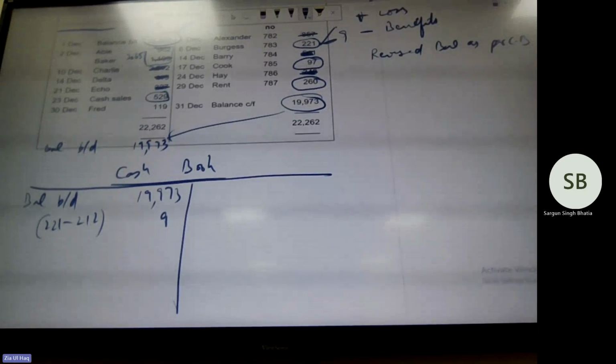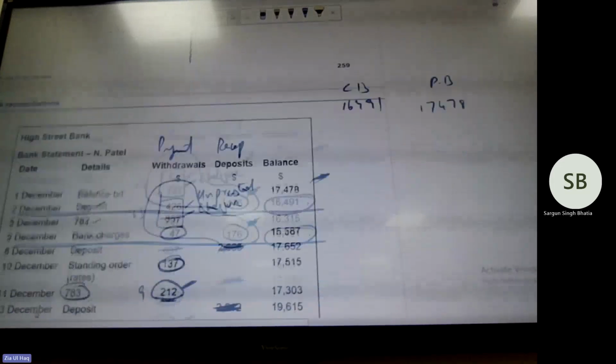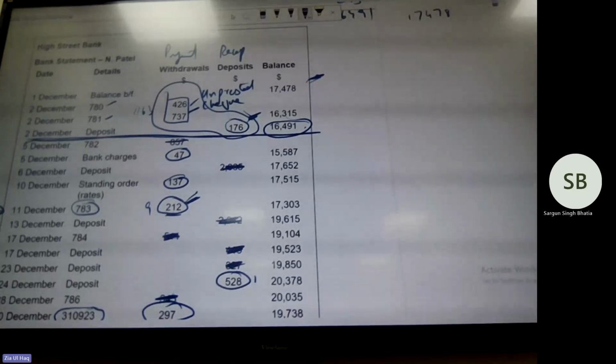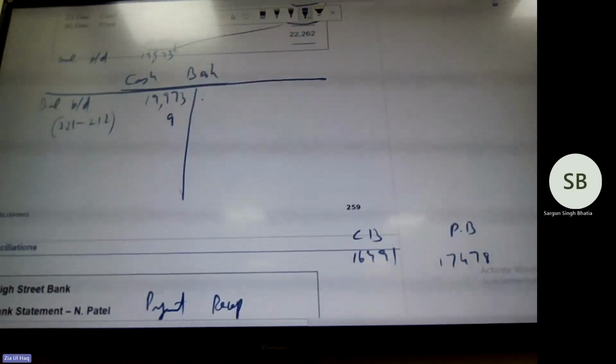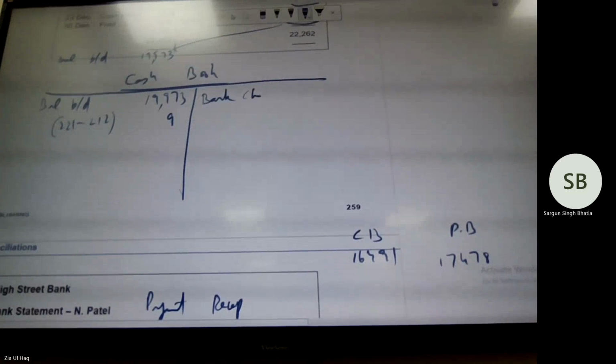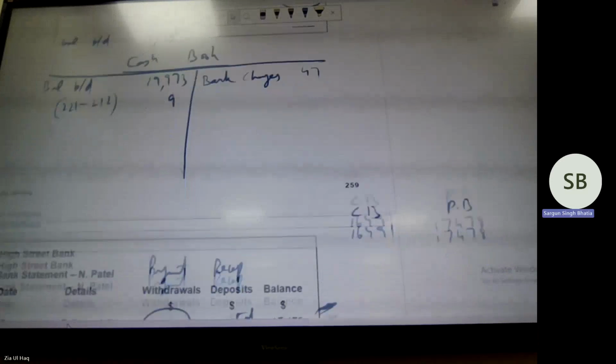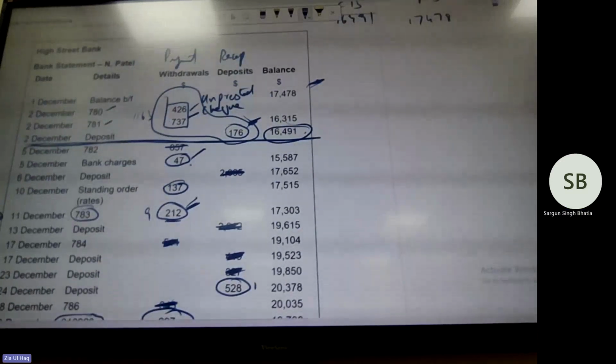Now, if we look at the passbook, this has been done. What is this 47? Bank charges. This means it's recorded in the passbook, and we need to record it in the cash book. It's our mistake. So bank charges of 47 we need to record in the cash book. Okay, so this 47 is done.